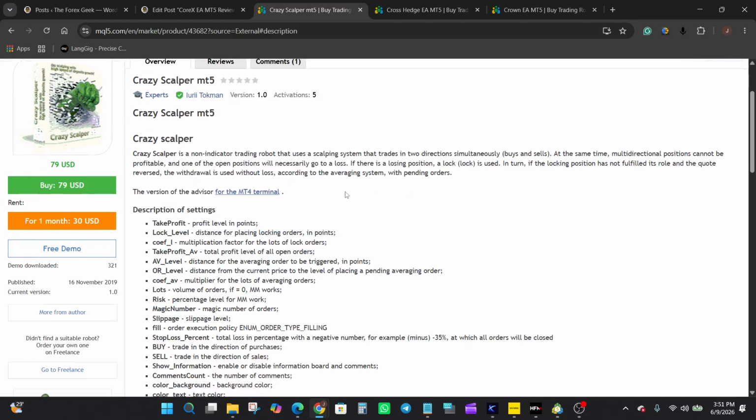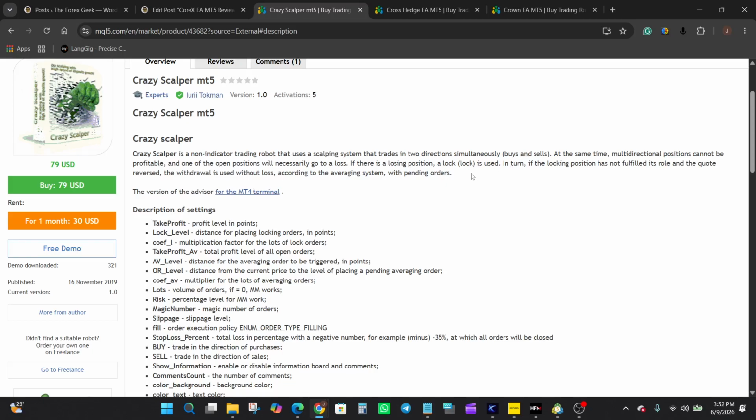As I scroll through the description, the developer explains that this is a non-indicator trading robot, right? According to the product page, the EA uses a scalping approach that can trade in both directions simultaneously, opening buy and sell positions at the same time.